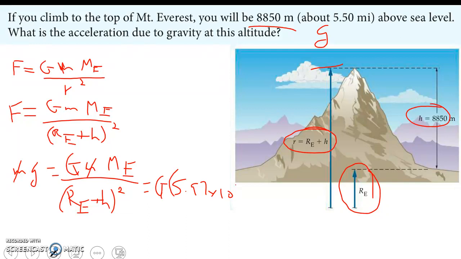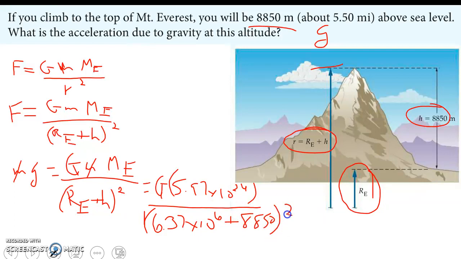It's 5.97 times 10 to the 24th kilograms. And I'm going to divide that by the radius of the Earth, which we know to be, on average, 6.37 times 10 to the 6th meters, plus 8850 meters, all that squared. So we punch in G is 6.67 times 10 to the negative 11. We know that number. We'll talk about how that was derived also today. But when we do the math of that, we get little g at the top of Mount Everest to be 9.79 meters per second squared.